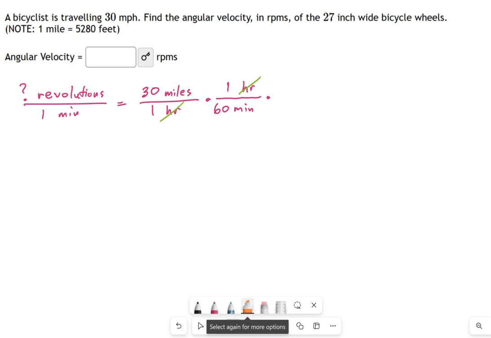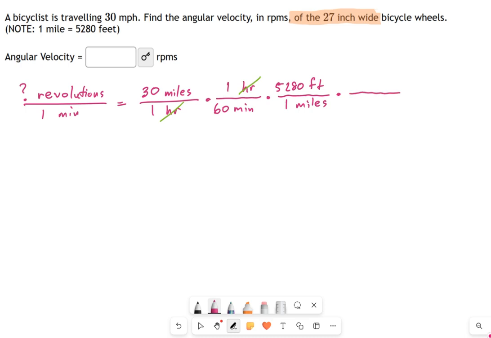Miles is not really that useful when you're talking about a bicycle wheel. I would love it if I had inches instead. So let's work until we get miles into inches. The way I'm going to do that is divide by miles. I don't know how many inches are in a mile, but I do know how many feet are in a mile: 1 mile is 5,280 feet. And I know how many inches there are in a foot, so you take another fraction and divide by feet with inches on top. There's 12 inches in a foot.